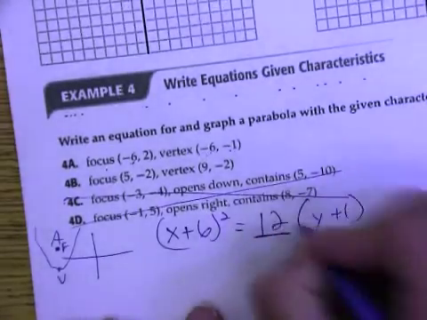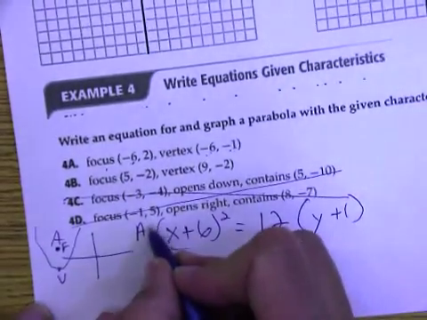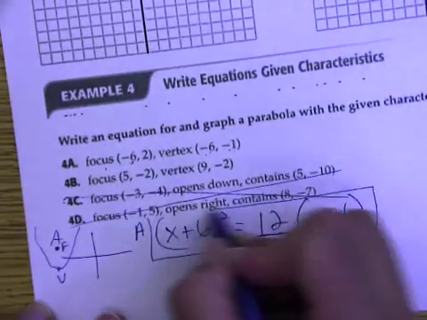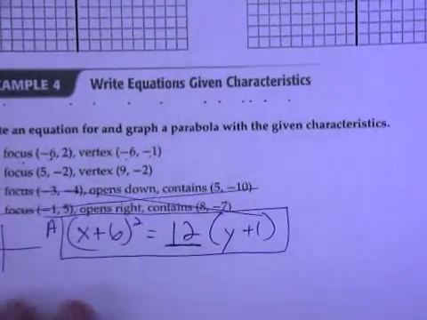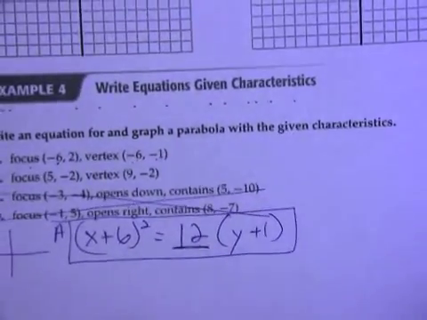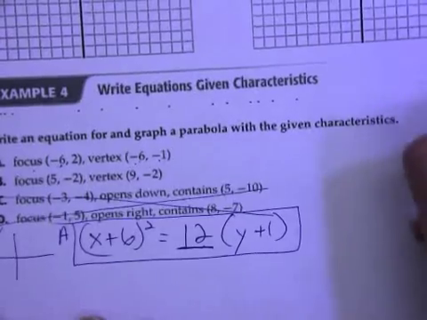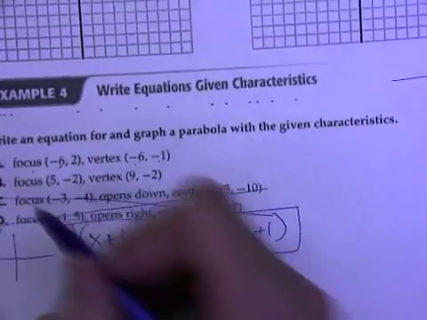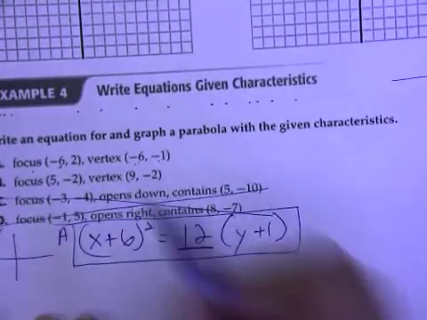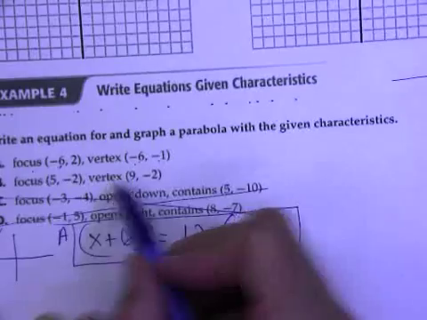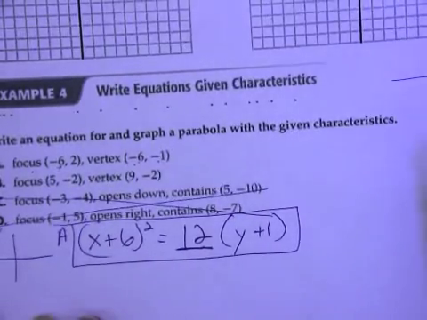So let's talk about that p-value. Remember, the p-value is the distance between the vertex and the focus. And it's going to be 4 times that I write down in this blank. All right, so how far away is the focus from the vertex? Well, notice that the x-coordinates are the same. So how far away is 2 from negative 1? It's 3 spaces. 3 times 4 is 12. So there's my answer for part A.